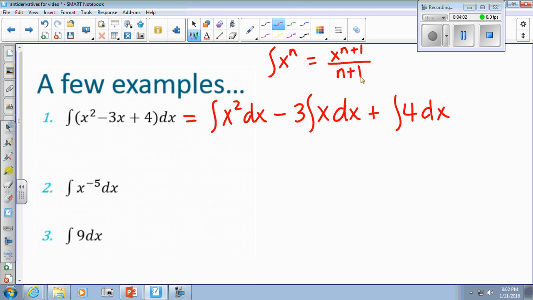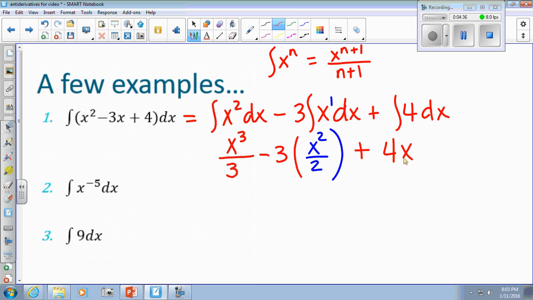So instead of x squared, we're going to add 1 to the power, and we're going to get x cubed divided by our new exponent, which is 3. Okay, minus 3 times the integral of x. Well, the exponent on an x is just a 1, so we're going to follow our rule again. We're going to add 1 to the power and divide by the new power, so x squared over 2. And then on a constant, we just put an x back in with it, because if I took the derivative of 4x, I would just get 4, but I'm working backwards right now.